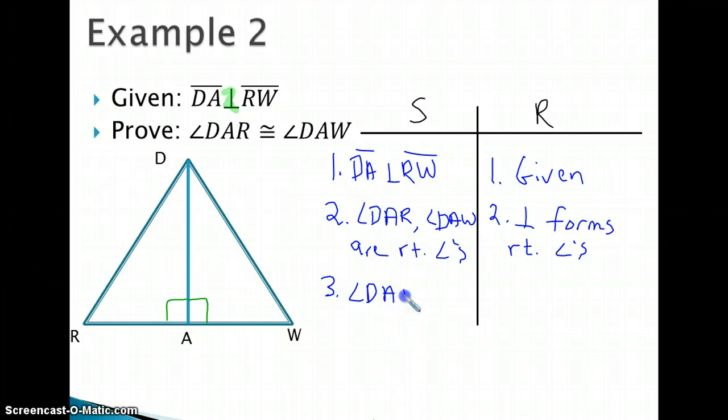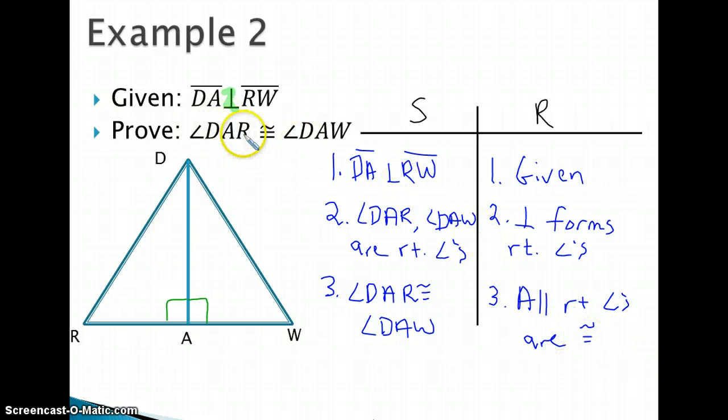So angle DAR is congruent to angle DAW. And we never mentioned anything about the measurement of the angle. We never said it was 90 degrees or anything like that in the proof, so we can't use "congruent angles have the same measure." We're going to say that all right angles are congruent. That's exactly what we had to prove. Proof is over. We got it.